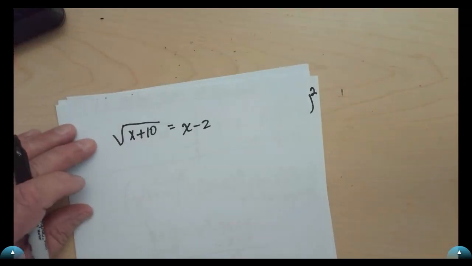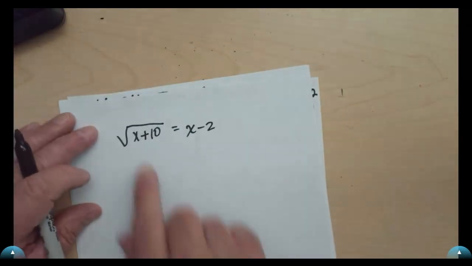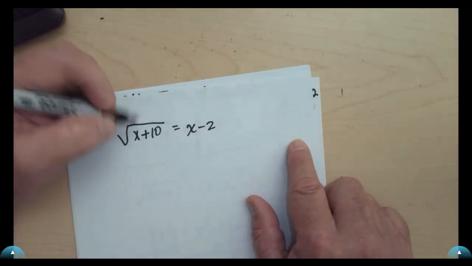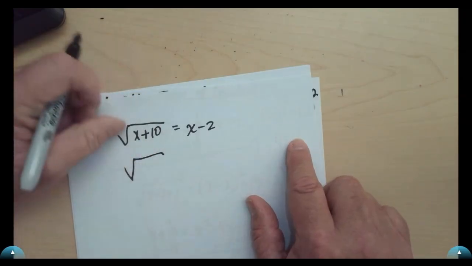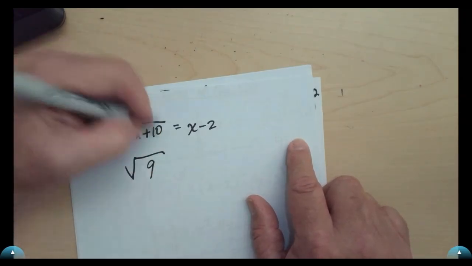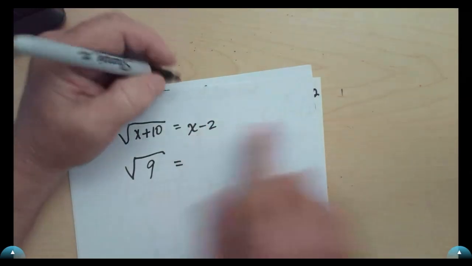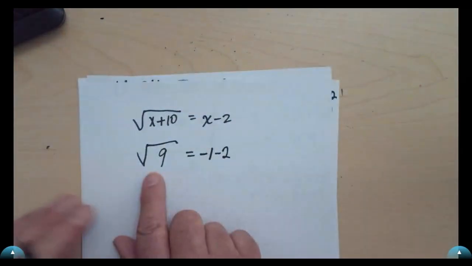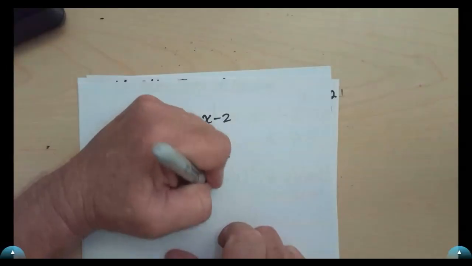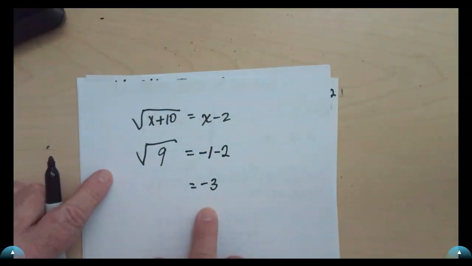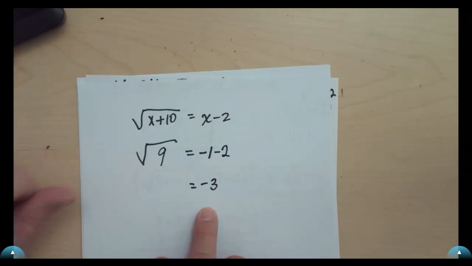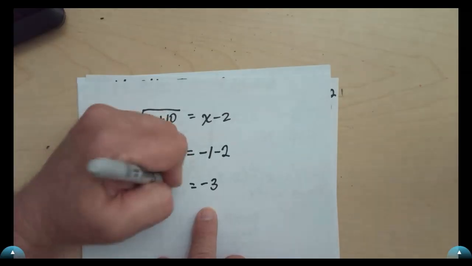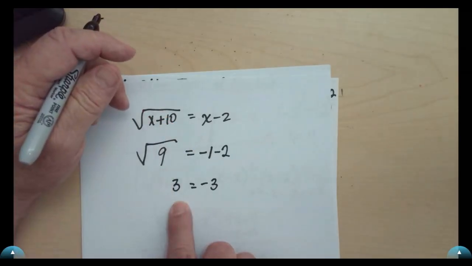If I were to plug that, what was it, -1? If I were to plug that -1 in here, you'll see exactly what happens. When I plug -1 in here, I get the square root of -1 plus 10, which is 9, equals, here I plug -1 in, I'd have -1 minus 2, and -1 minus 2 is -3. But the square root of 9 isn't -3. The negative square root of 9 is -3, but we don't have a negative in front of it. The square root of that thing is just +3. That's a false statement, right?